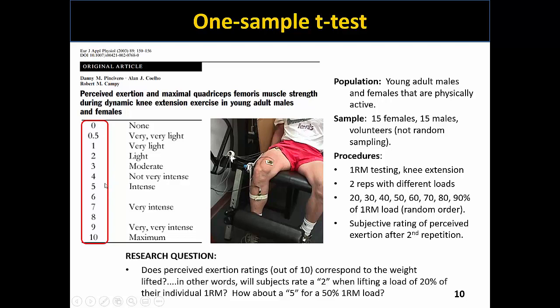In this case, the research question was, does perceived exertion, which is a subjective measure out of 10, correspond to the percent of the weight lifted? If a person was lifting a load that was 20% of their maximum load, so a very light load, would they rate that as a 2 out of 10, which corresponds from a ratio perspective to 20%? How about a 5 for a 50% 1RM load?